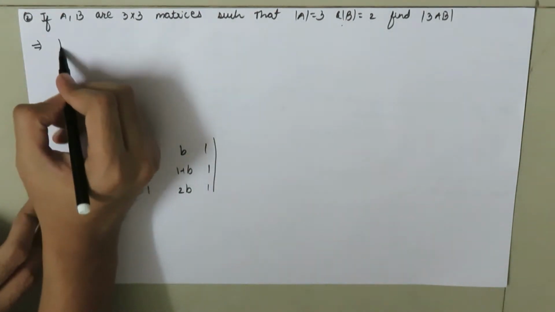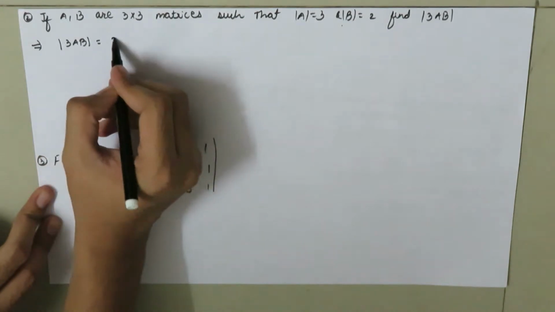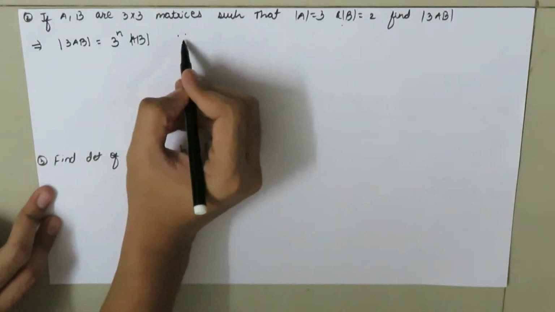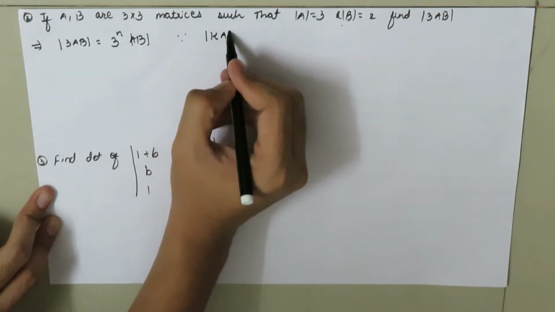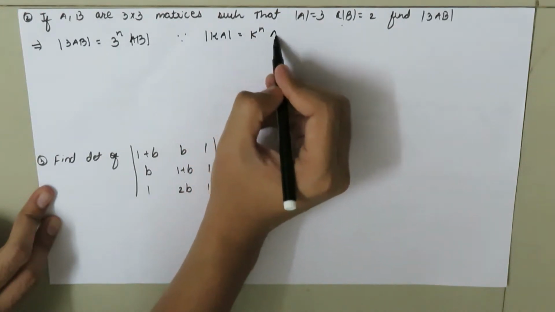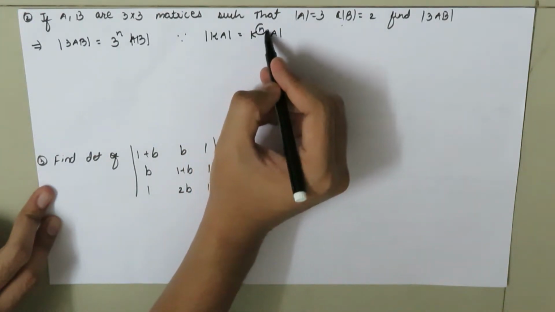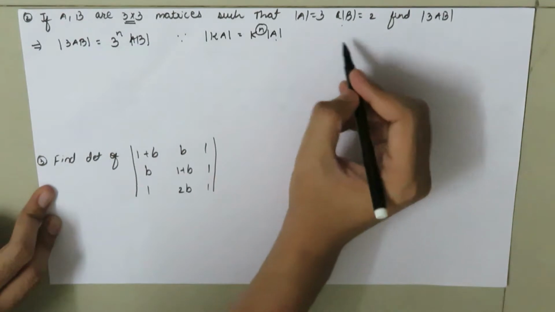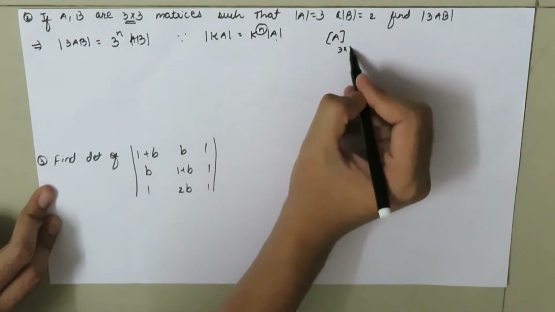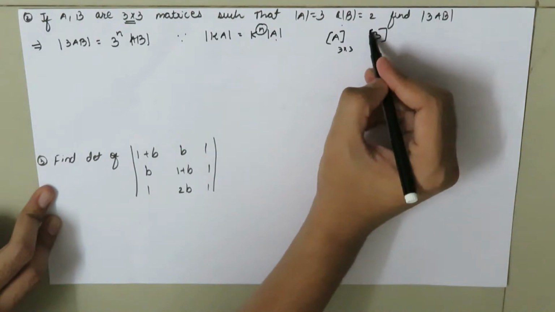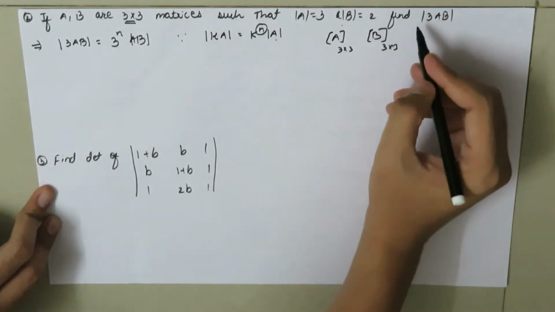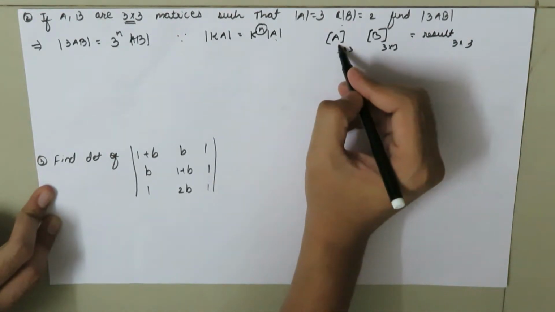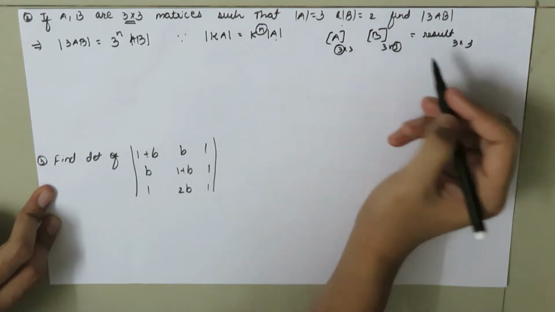So we know that this determinant of 3AB can be written as 3 to the power n times the determinant of AB, since we know that the determinant of kA can be written as k to the power n times the determinant of A, where n is the order of A. And when we multiply these 3 by 3 matrices, A has 3 rows and 3 columns, and B is another matrix with 3 rows and 3 columns, our result must be 3 by 3, that is the rows of A and columns of B.